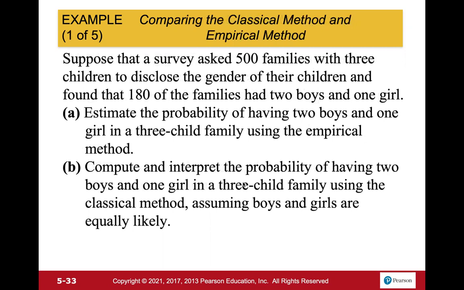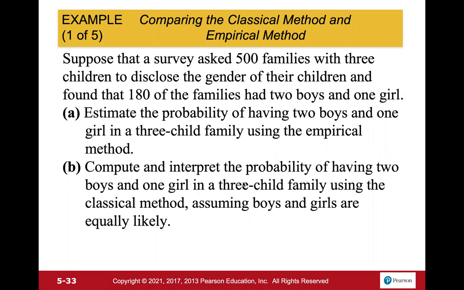All right, we have this one next. Suppose that a survey asked 500 families with 3 children to disclose the gender of their children and found that 180 of the families had 2 boys and 1 girl. Estimate the probability of having 2 boys and 1 girl in a 3-child family using the empirical method, and compute and interpret the probability of having 2 boys, 1 girl in a 3-child family using the classical method, assuming boys and girls are equally likely to occur.